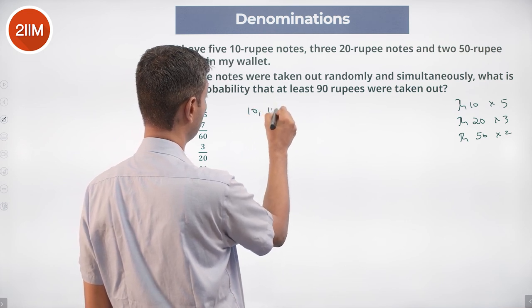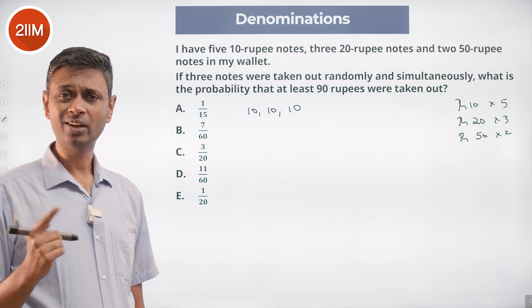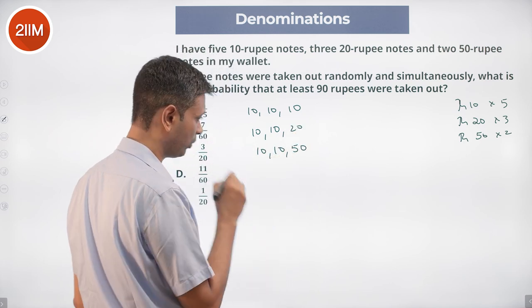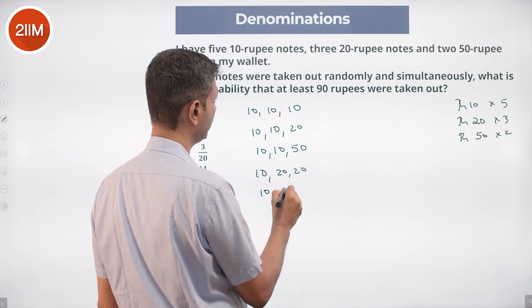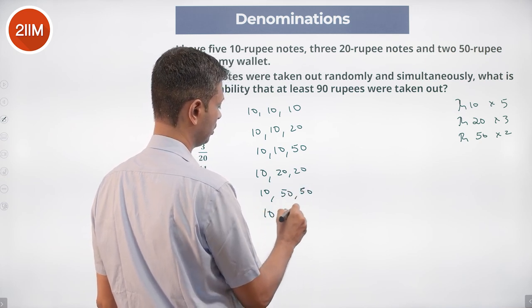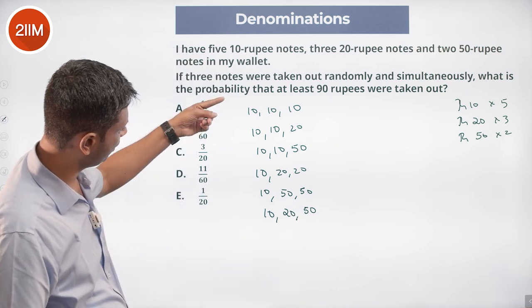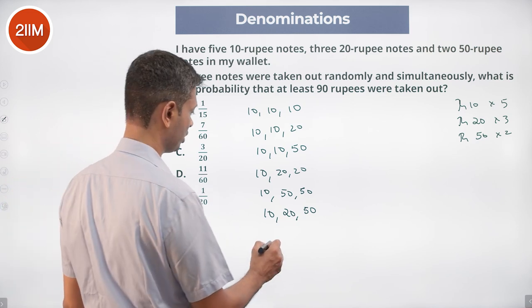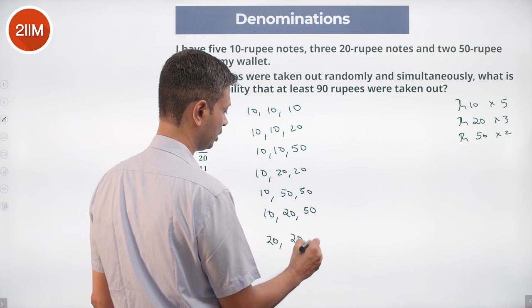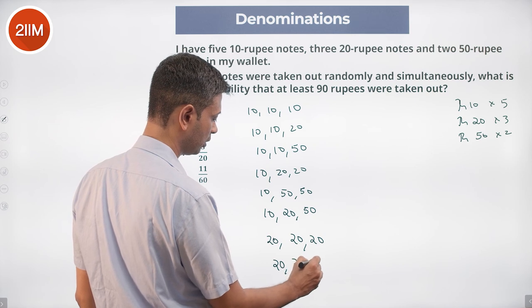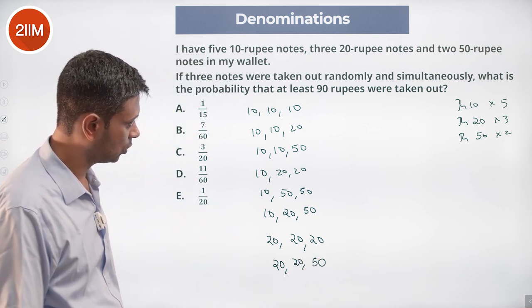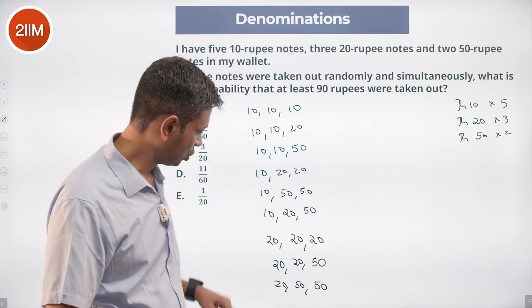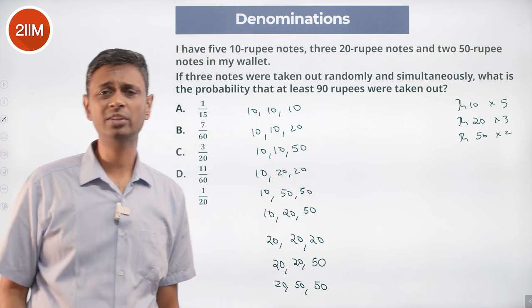I could have 10, 10, 10, all 3 tens, or 2 tens, or 1 ten, or 0 tens. With 2 tens, that means 10, 10, 20, or 10, 10, 50. With only 1 ten, 10, 20, 20, 10, 50, 50, or 10, 20, 50. So: three tens, two tens and one other note, one ten and two other notes. The two other notes could be both 20, both 50, or 20 and 50. With zero tens, I could have 20, 20, 20, or 20, 20, 50, or 20, 50, 50. I could not have all three 50s. I don't have enough for that.